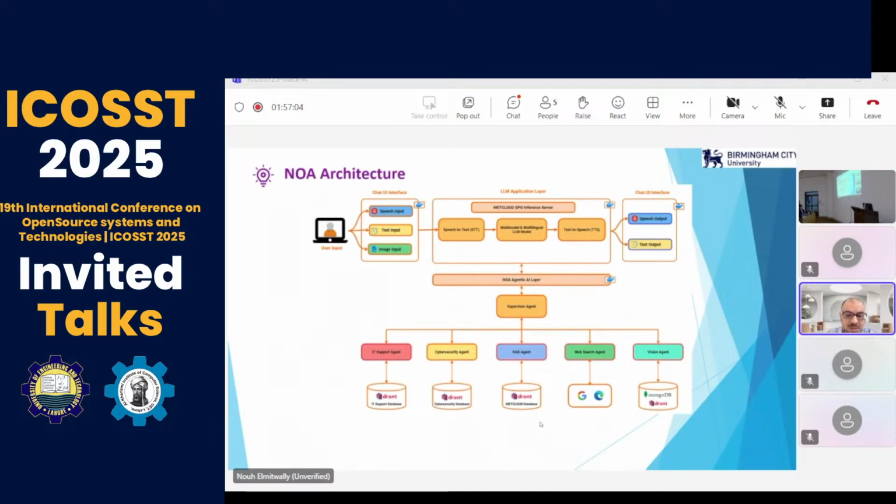We have dedicated agents for IT support, cybersecurity, and RAG, retrieval-augmented generation with search and vision. Each agent leverages its own specialized database, like IT support databases or cybersecurity databases, to provide accurate, context-rich answers. Finally, the output, as shown on this slide, can be delivered as speech or text, completing the multimodal, multilingual, and agentic interaction.